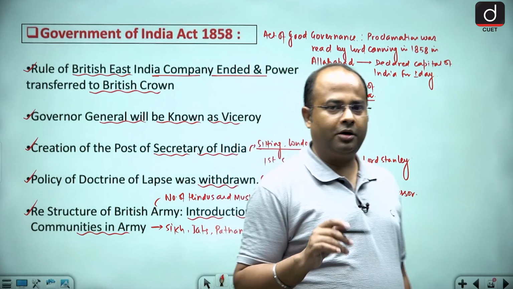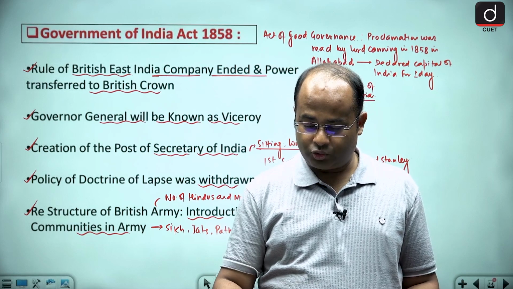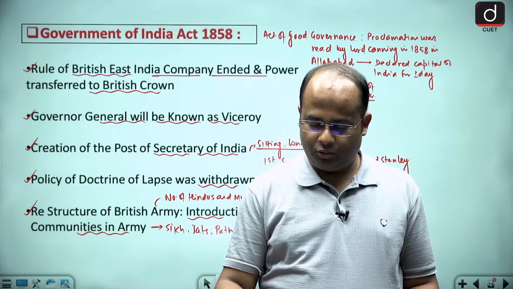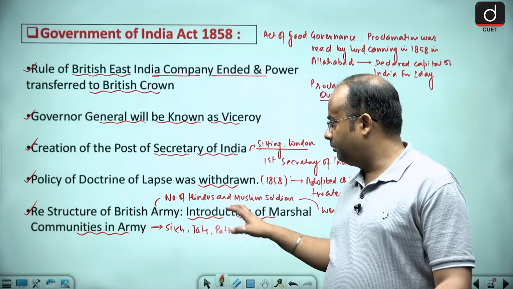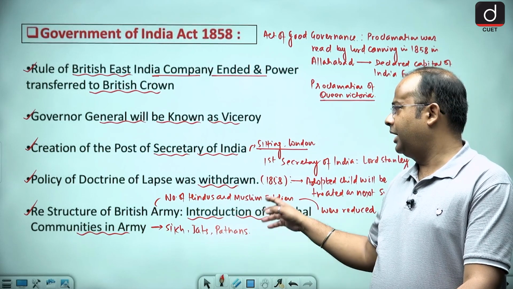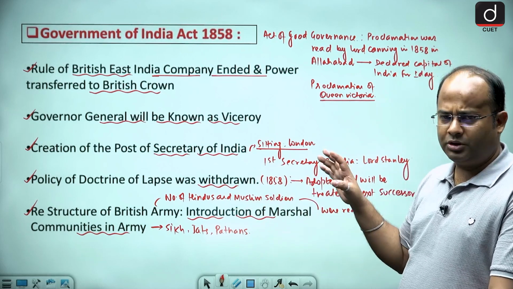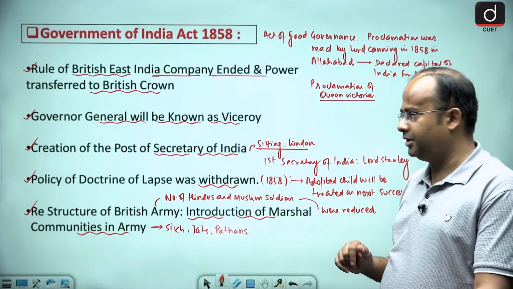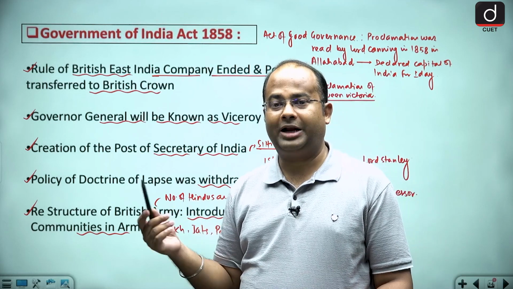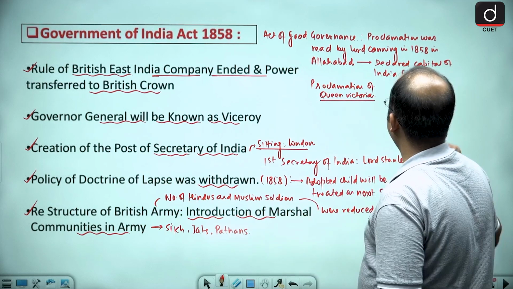The number of Hindu and Muslim soldiers was reduced because they were the people who created so much chaos. The number of martial communities like Sikh, Jat, Pathans was increased. So this was about the Government of India Act 1858, called the Act of Good Governance, or the Allahabad Declaration.